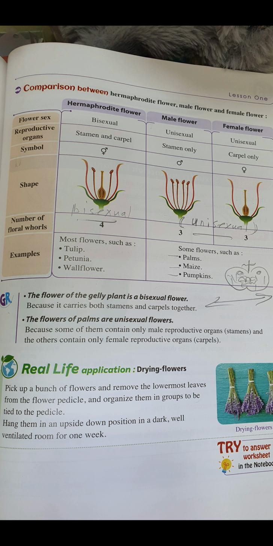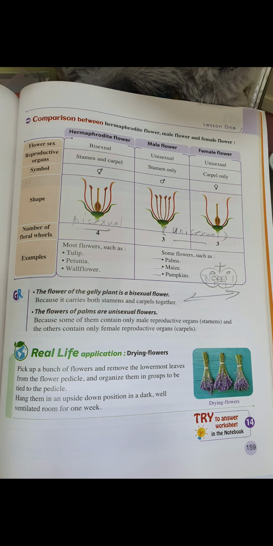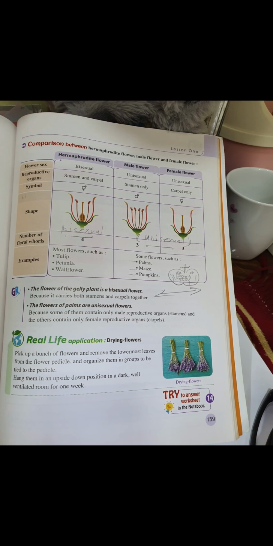Life application: you can dry some flowers by picking up a bunch of flowers, removing the lowermost leaves from the flower pedicel, and organizing them in groups to be tied pedicel to pedicel. Hang them in an upside down position in a dark and well ventilated room for 1 week. You will see the flowers become dry and you can use them for decoration.